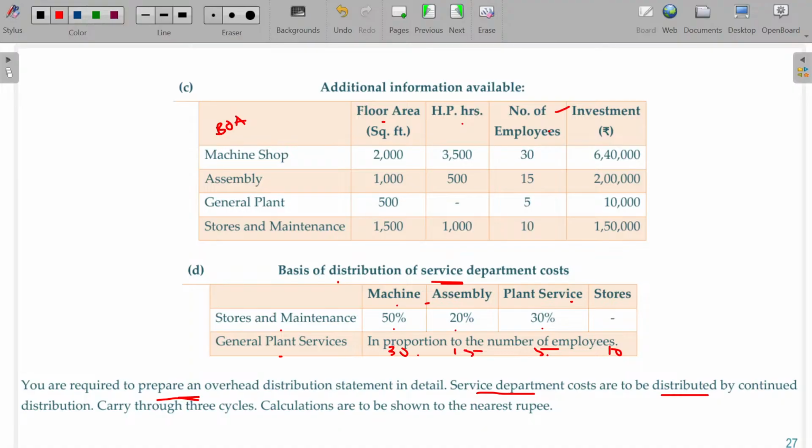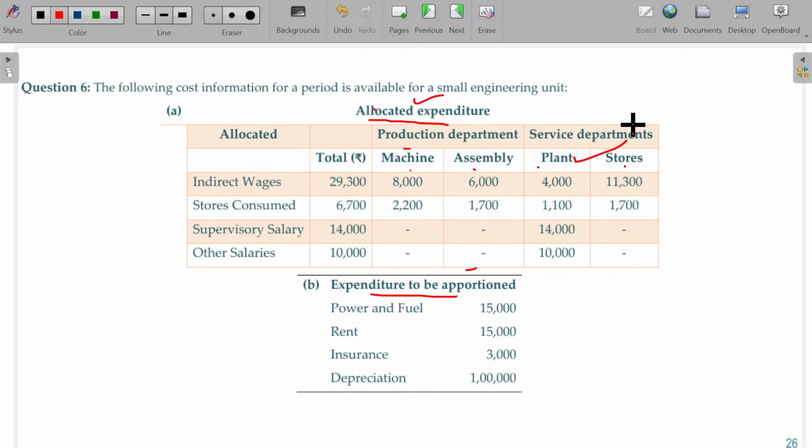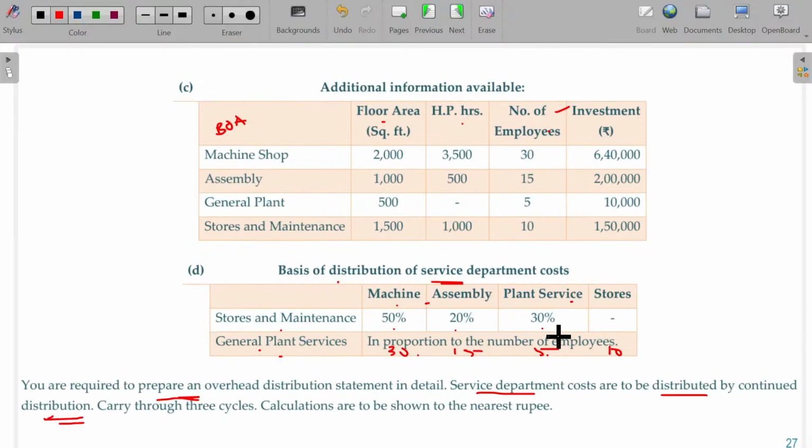Service department costs are to be distributed by the continued distribution method. General plant services may be used for distributing the plant department overheads. Plant will not be considered here, so 5 will not be considered. I can simplify this way: machinery, assembly, plant and stores, where stores will be in this ratio of 50, 20, 30 dash. In case of plant, 30, 15, its own will not be taken, 10 will be taken.